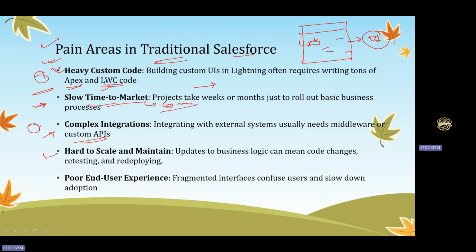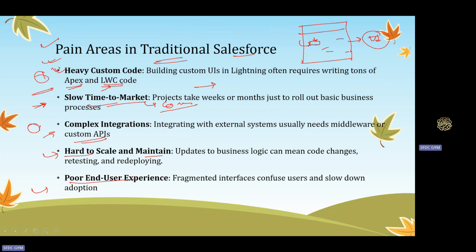The next is hard to scale and maintain. Let's say you build something, it goes to production, everyone is happy, but then the requirement is changed or enhanced. You need to put some more things into your element, right? That also comes with the same cost. It means the scalability and maintenance is also costly there, and it is a poor end user experience.